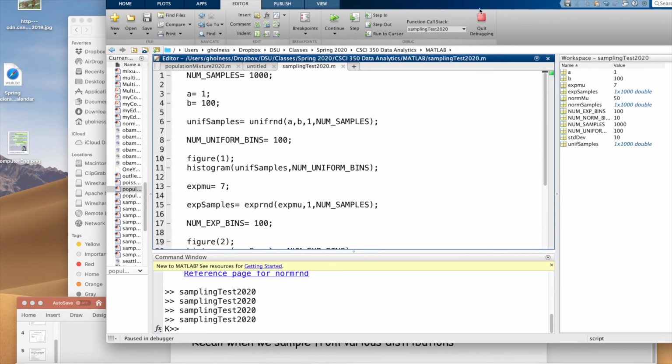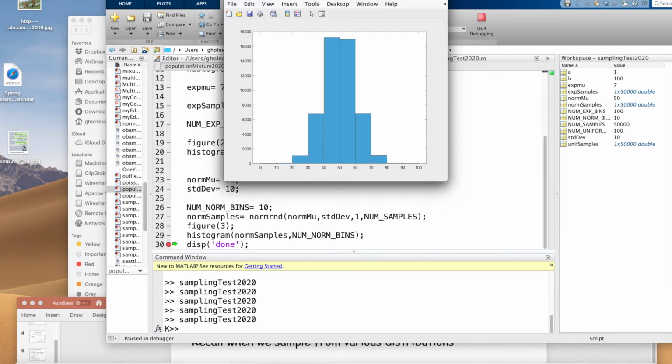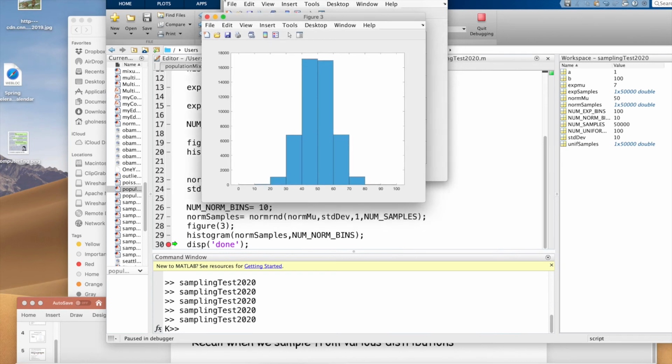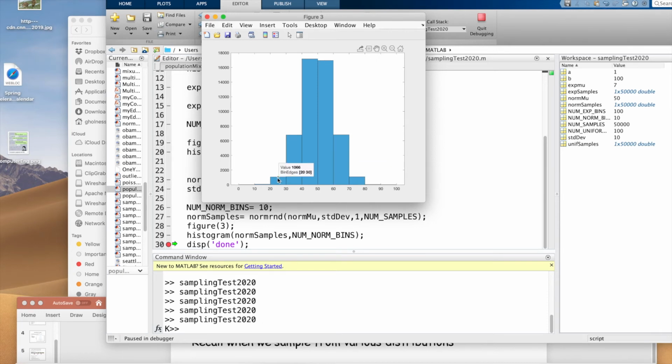Okay, so let's now try to increase the number of samples to 50,000, like we had before at the end for the others, with 10 bins for the normal. And if we look at that, well, wait a minute, it kind of looks like a normal. It's a little bit jagged and steppish, right? But it looks more and more normal. If you go off into the tails, it looks like 1,082 in this bin, and the other bin is 1,066, which is pretty close to one another.